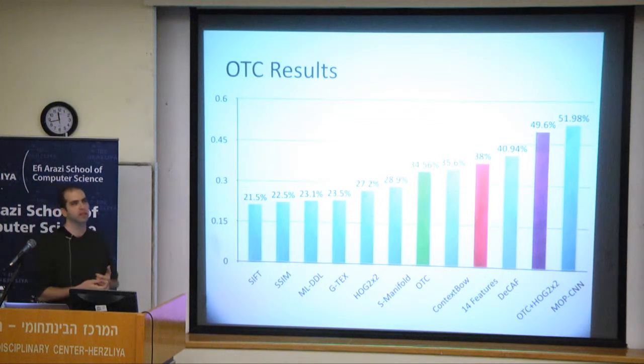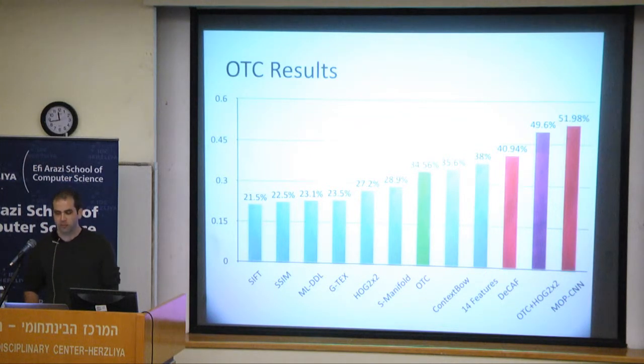In purple, you can see a combination of our OTC and Hog descriptor in the same framework I described earlier. And you can see now that it outperforms the best feature-based solution that uses 14 different descriptors, and even outperforms the decaf algorithm that uses a deep learning framework, and just falls shy of the most recent deep learning framework, MOP-CNN. Still, since we use a very simplistic framework, we believe that if you would replace the SIFT and Hog descriptors in more complex algorithms, you would get even better results.